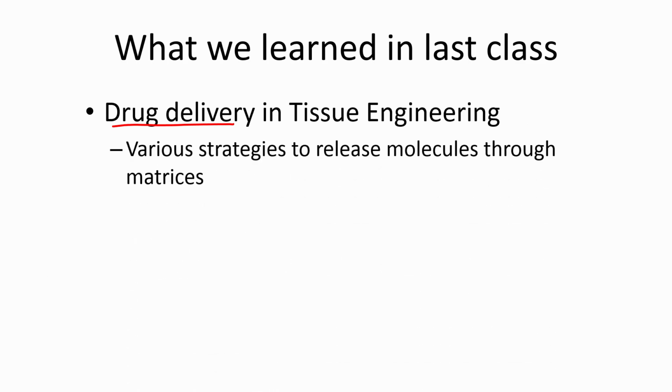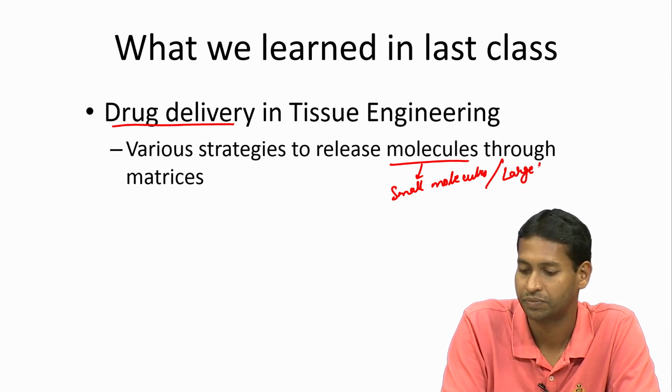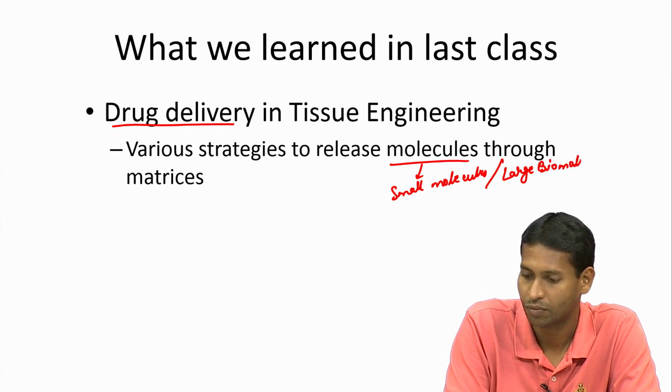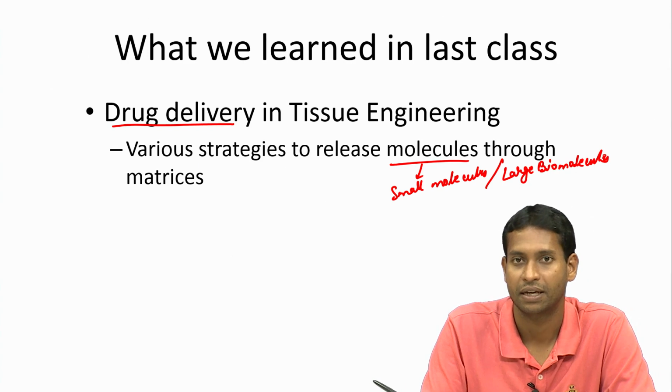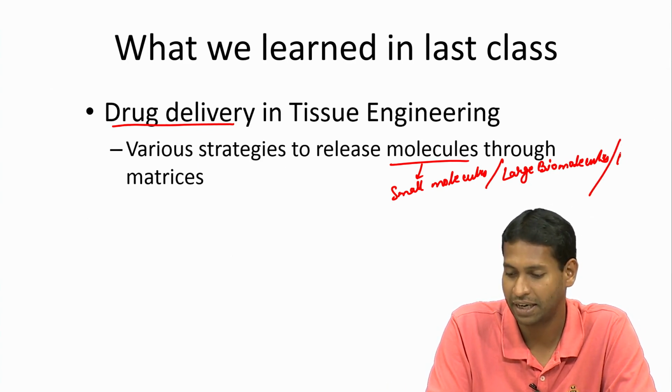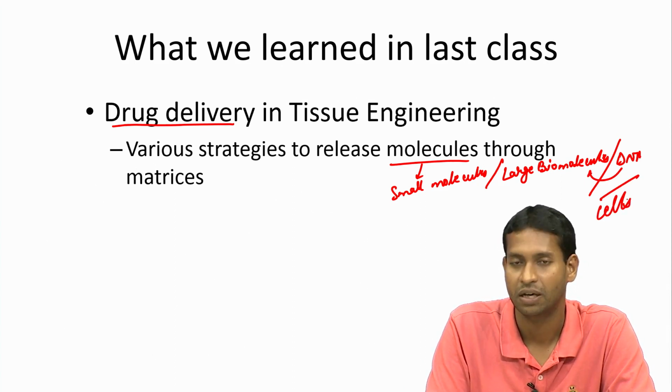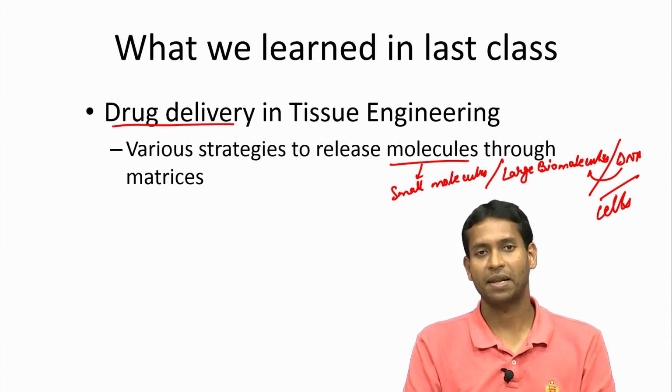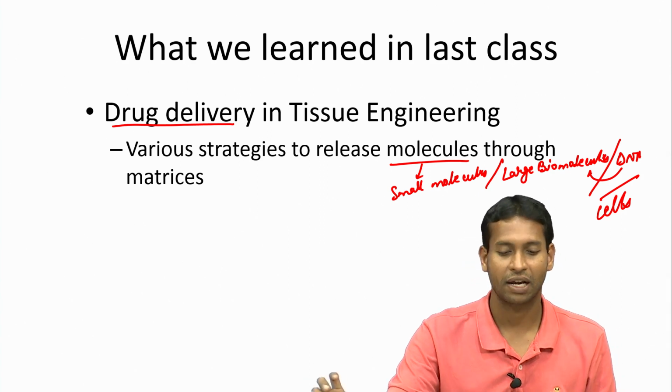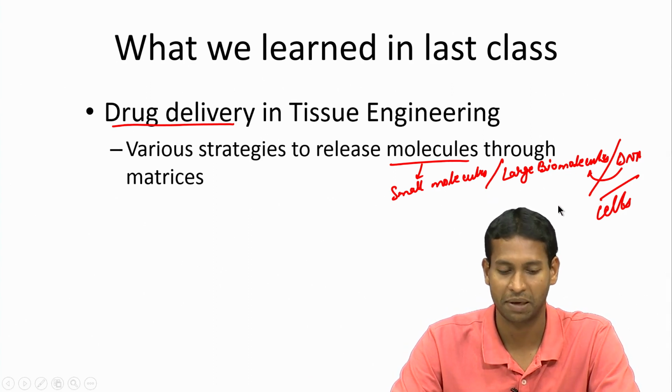In that, what we discussed is first of all various strategies to release molecules through matrices, and these molecules can be small molecules, these could be large biomolecules, and then these could be even DNA, which is essentially a part of large biomolecules, or these could be even cells. So, it just basically depends on what the application is, but you can use various strategies to release all kinds of things from your matrices for tissue engineering applications.